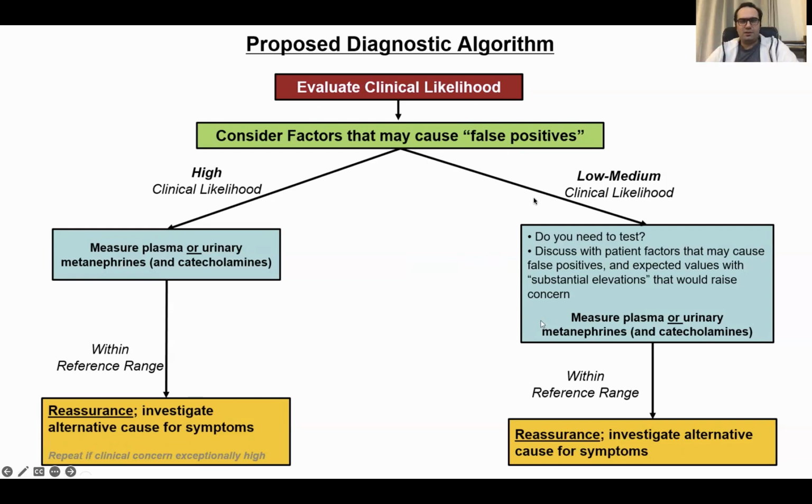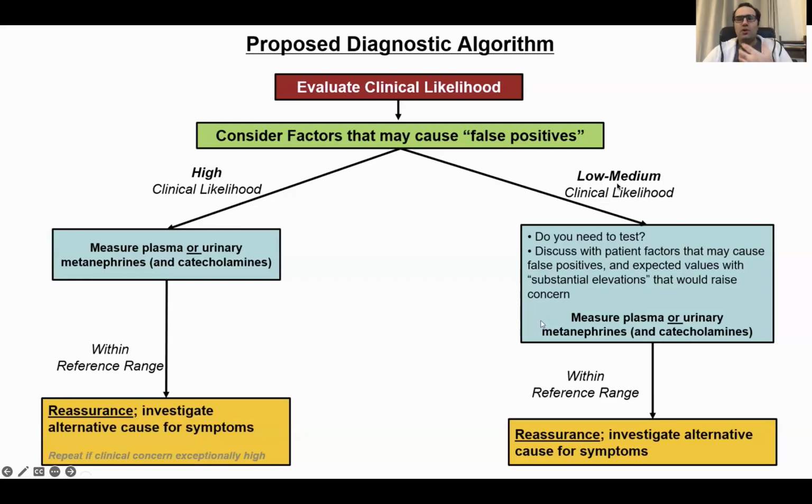All these should be ruled out, and then see whether the patient has a high likelihood or a low to medium clinical likelihood. In a high likelihood, we will just proceed to the plasma or urinary, usually the plasma, metanephrines. And if they are within the reference range, we can reassure and investigate for alternative causes of symptoms. We may repeat it if we have exceptionally high concern of the clinical likelihood, but usually when the test is within the reference range, we can rule it out.